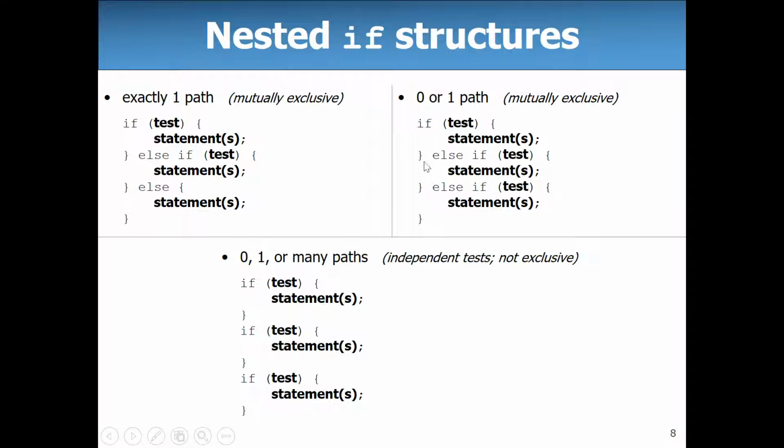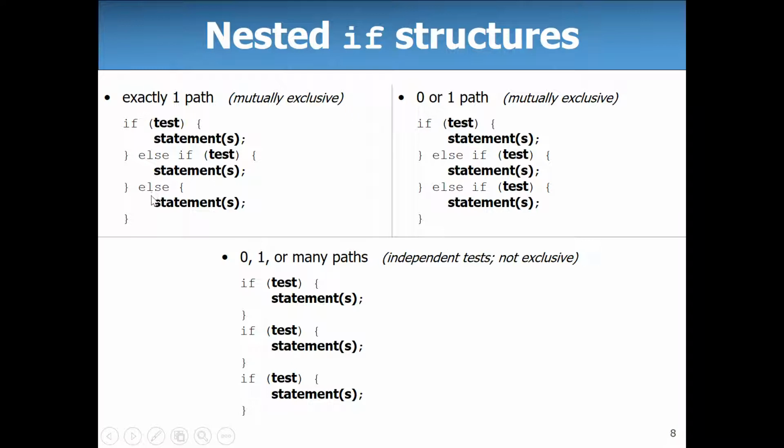Here, note these could be 0 or 1 path. If this is true, do this. Else if this is true, do this. Else if this is true, do this. And notice there's not an else, right? There's an else over here. There's an else over here. These are mutually exclusive statements, right?